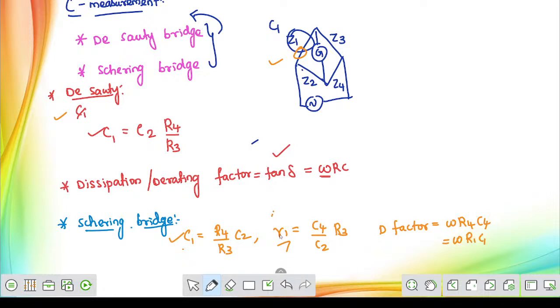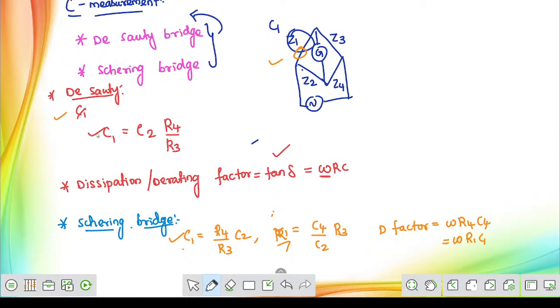That's it. So here I am using a small r. Okay, use the capital one. Nothing is wrong, so that is capital R1. That's it. So this is how we measure the value of unknown capacitance with the help of the Schering bridge and the De Sauty bridge. Sir, you must remember both of these methods, because they are very important.